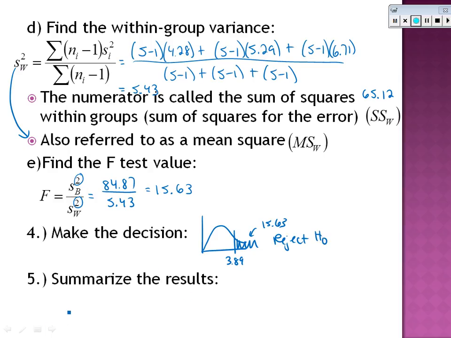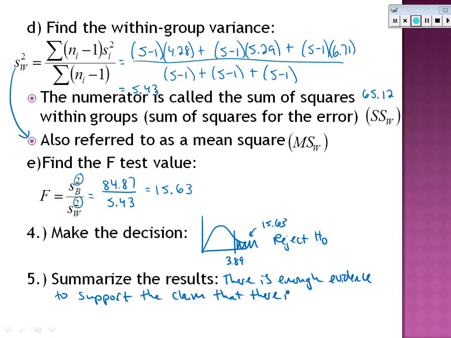And then we summarize. We can say there is enough evidence to support the claim that there is a difference in the mean times among the three cities. And that is what we were trying to show in the question.